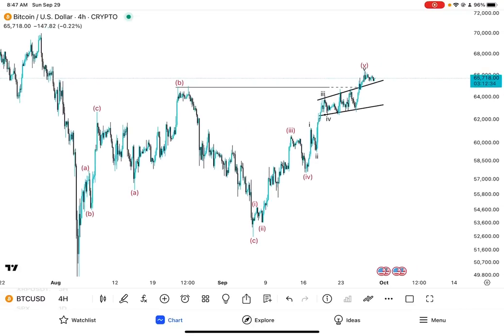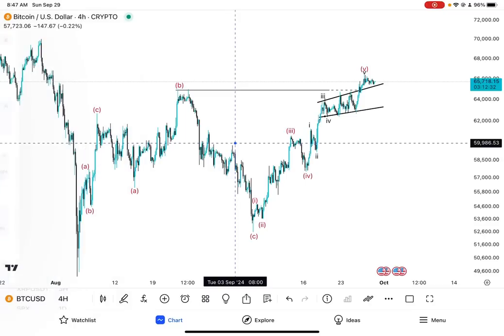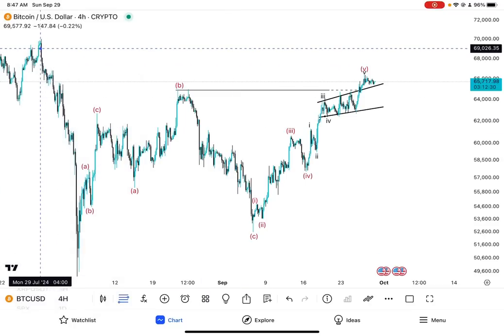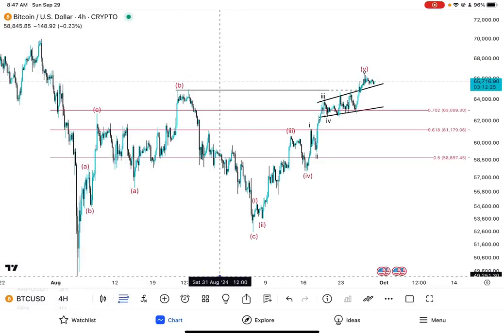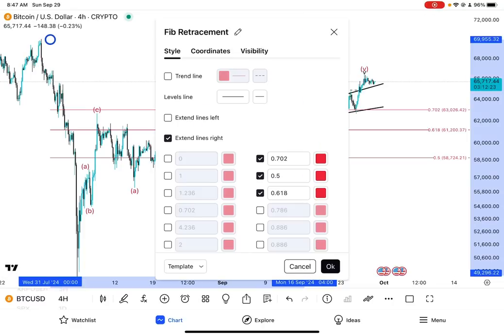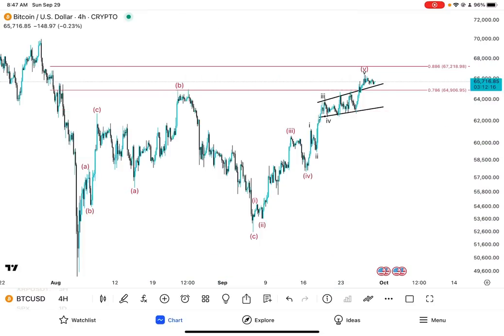Okay, so our buy side liquidity was taken right over here, and we also wicked up into the 70.2 to 78.6% retracement when we measure the move from July 29th down to August 5th. Okay, so you see how we came up towards the 786, 886 region right over here, just like that.